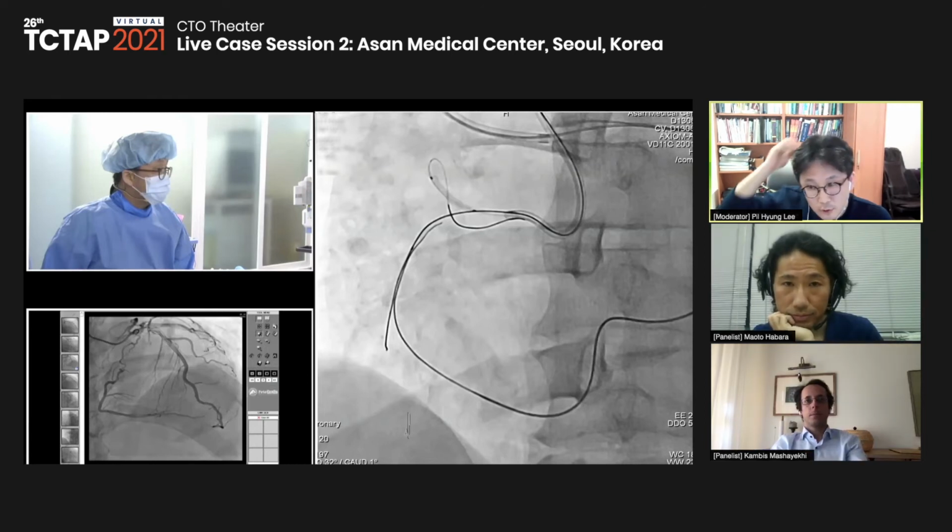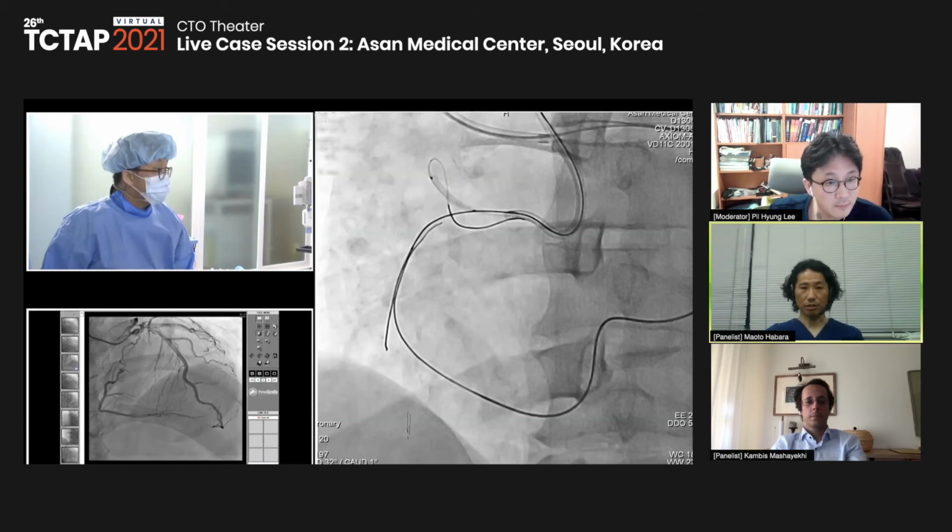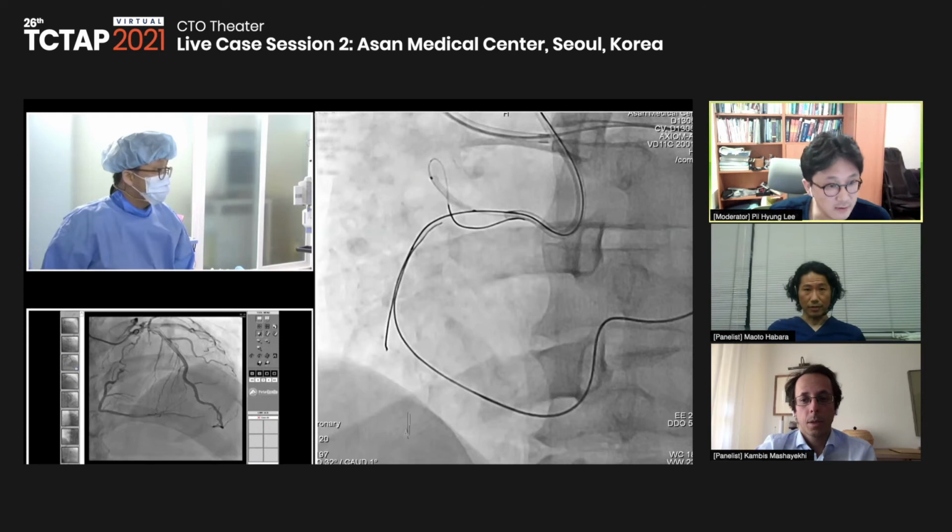So in this position, would you select the reverse CART at this point, or would you deal with the antegrade wire and use the antegrade wire to do the distal wiring? So the antegrade wire is in the branch correctly, so I will do balloon dilatation from the proximal site at first, and then check the IVUS. All right. Check the IVUS and decide.